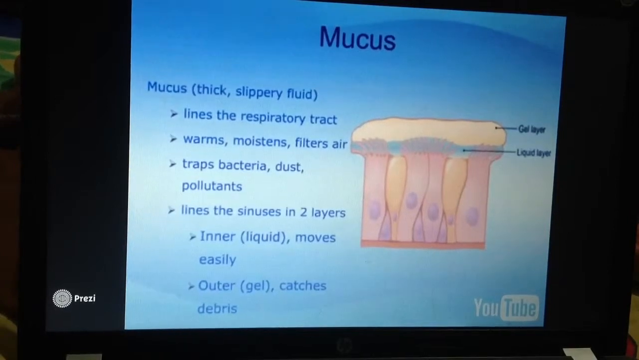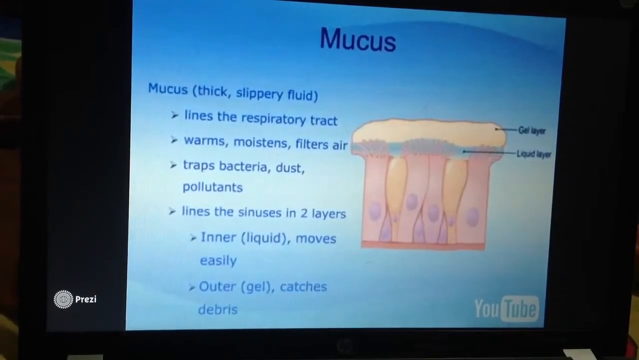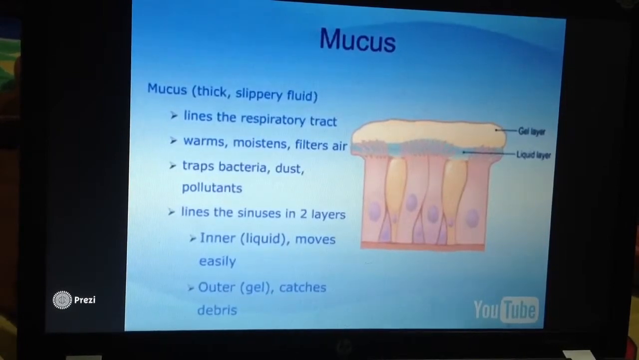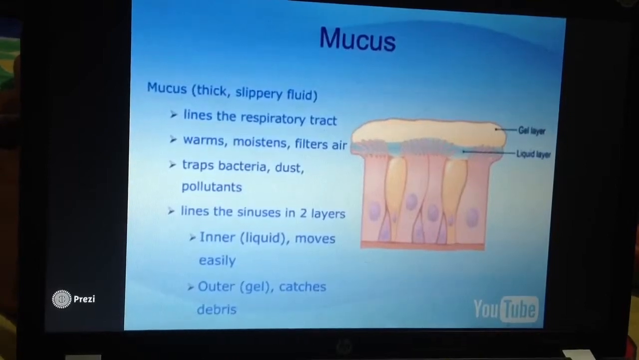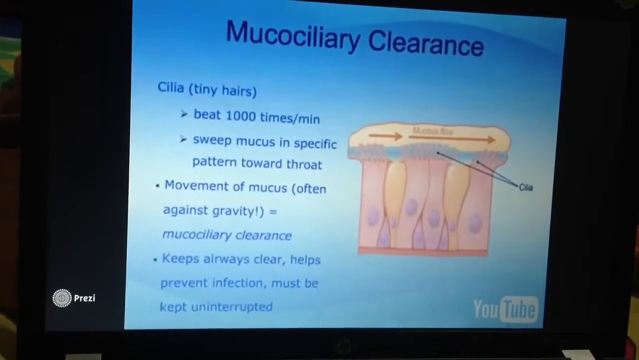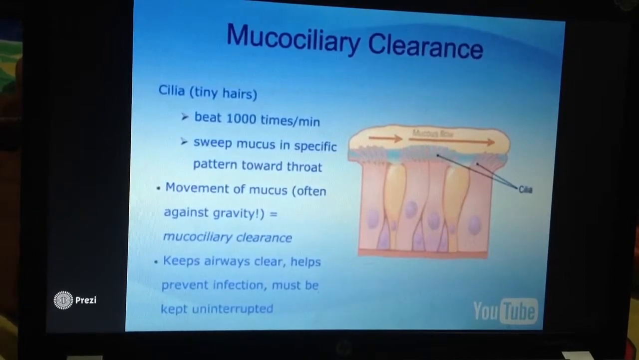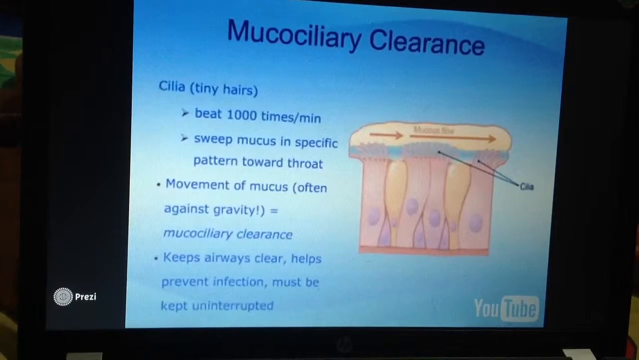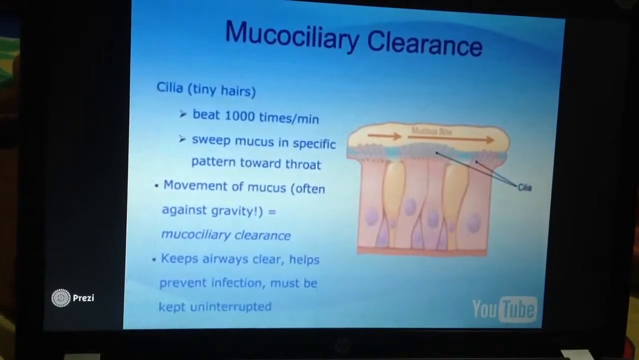the air. Mucus protects the respiratory tract by trapping bacteria, dust, pollen, and pollutants we would otherwise inhale. It lines the sinuses in two layers, an inner liquidy layer, which moves easily, and an outer gel layer, which catches any debris. Tiny hairs called cilia, which beat up to 1,000 times a minute, sweep the mucus in a specific pattern toward the throat, where it is swallowed and disposed of in the stomach.